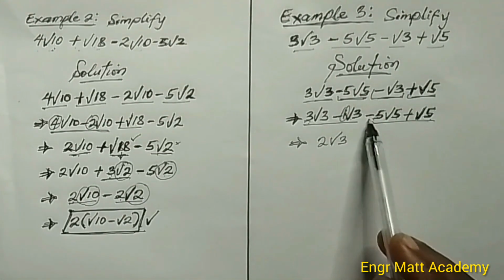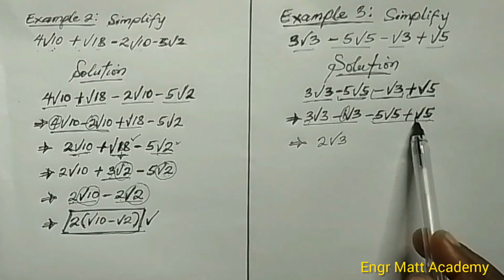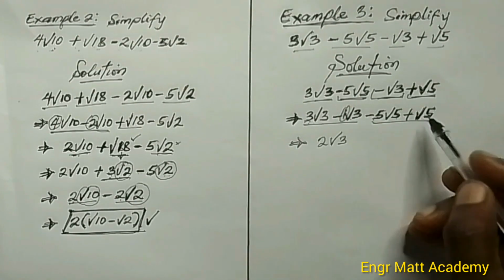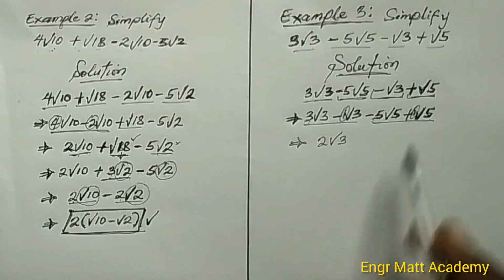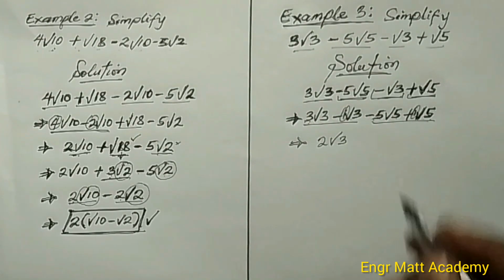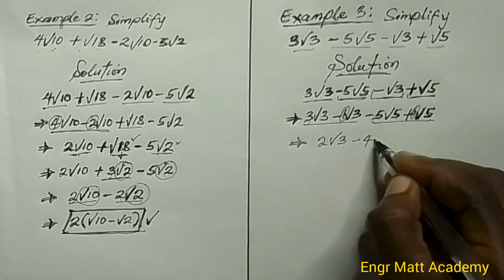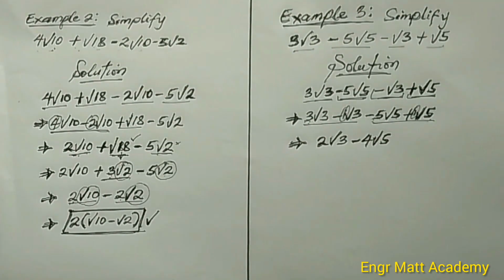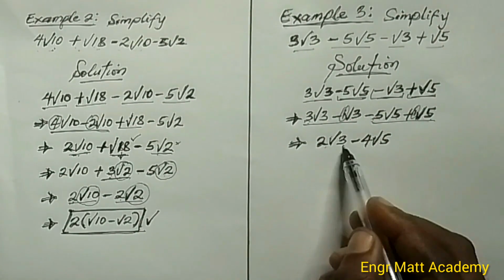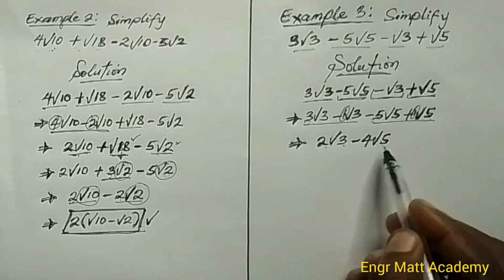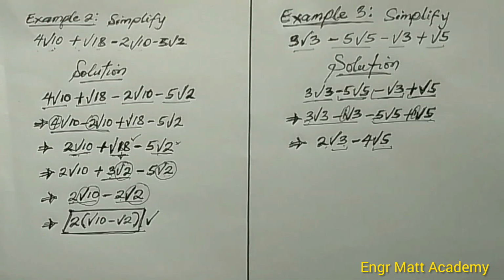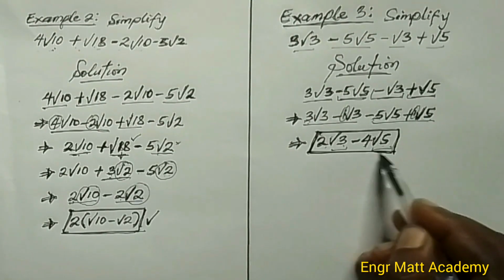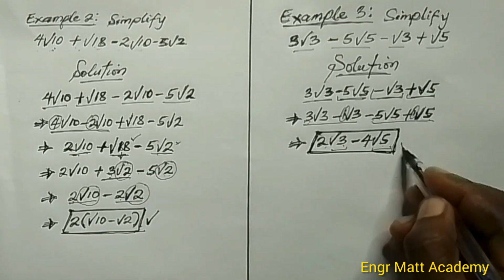So we say minus 5 plus, what is the coefficient here? Again, it is 1. So we say minus 5 plus 1. That will give us minus 4. So we have minus 4 root 5. So we are left with 2 root 3 minus 4 root 5. Root 3 and root 5 are unlike surds. Therefore, we cannot simplify further. This becomes our final answer.